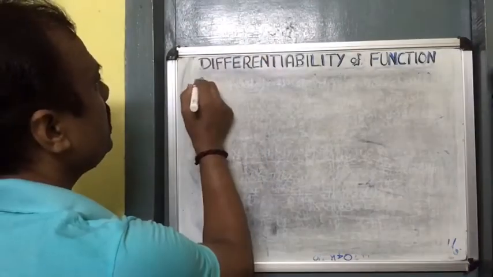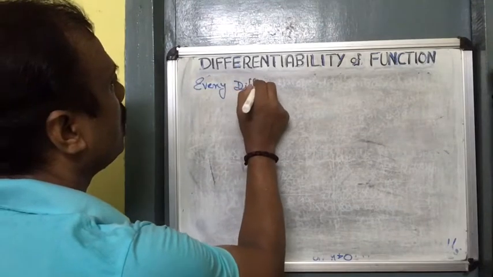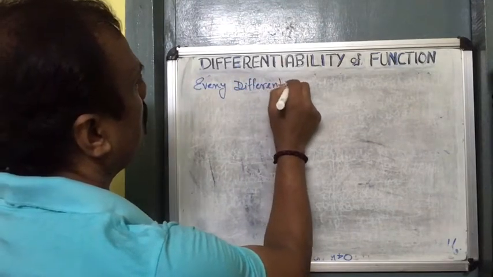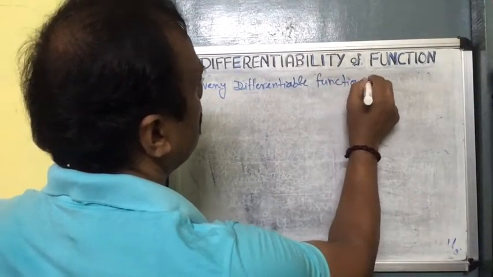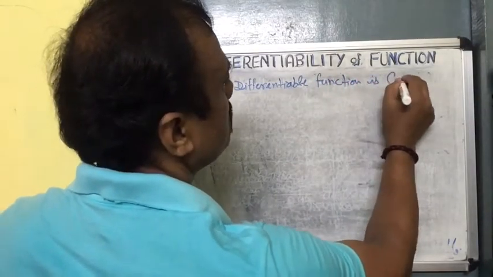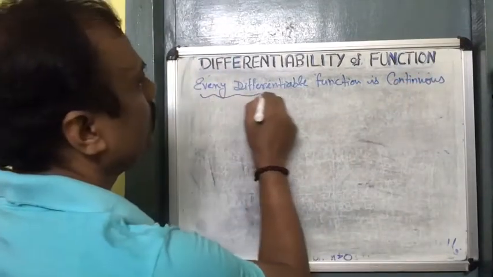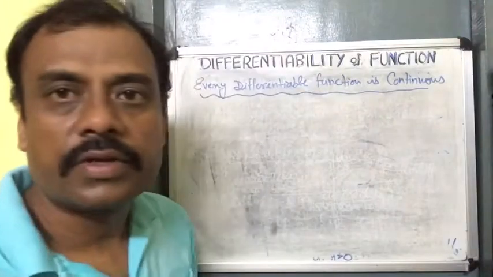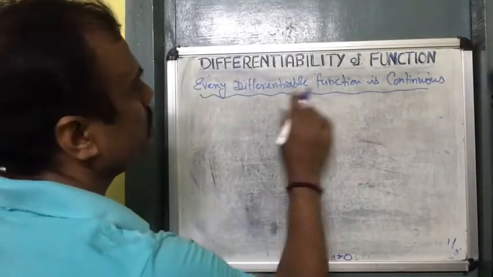Every differentiable function is continuous. This is the very important point. Every differentiable function is continuous, but the converse is not true. So let us discuss this one.